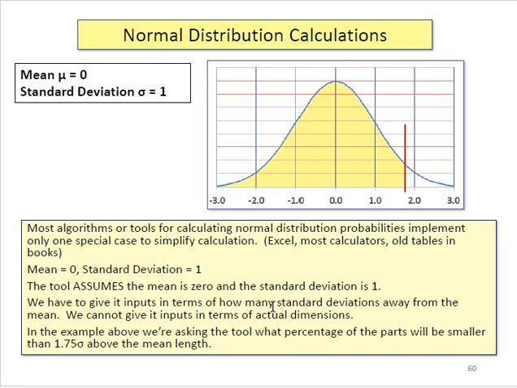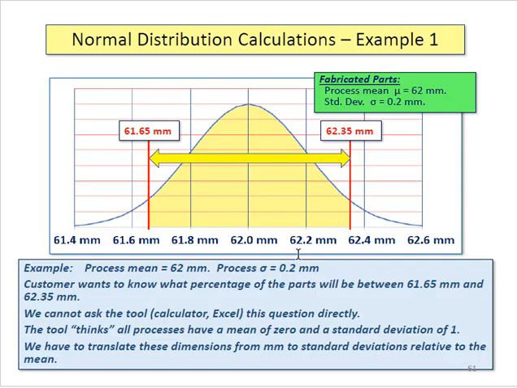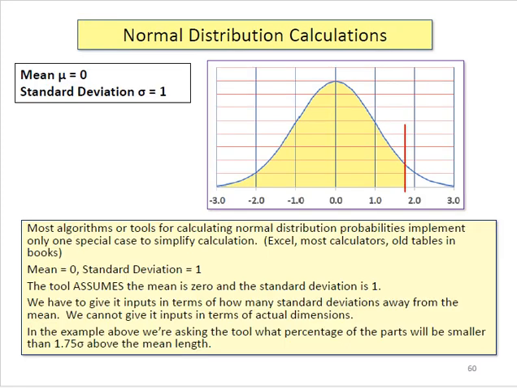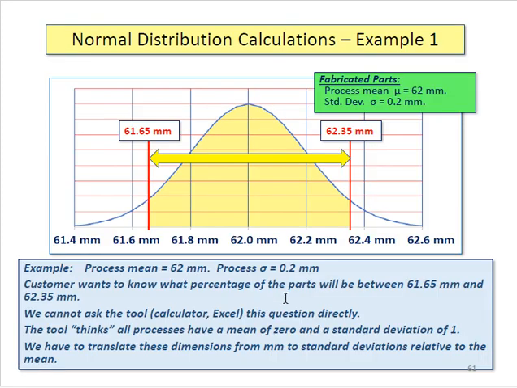So in the example above, we're asking the tool what percentage of the parts will be smaller than 1.75 sigma above the mean length. Okay, so here is the mean, and we're going to go 1.75 sigma above the mean length. So we're going to ask the tool what percentage of the parts will be smaller. So we're going to start calculating, and going back to our standardization, into here.